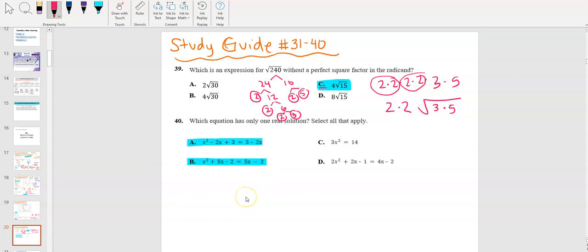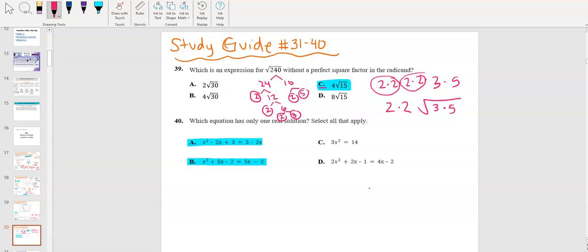And then the last one here that we have is we're finding those real world solutions. I'm going to look at every single option and figure out if they have 1 or 2 solutions. Now, for me, the easiest way to do that is to start combining like terms so that I can get it in standard form, because then I can use the discriminant.